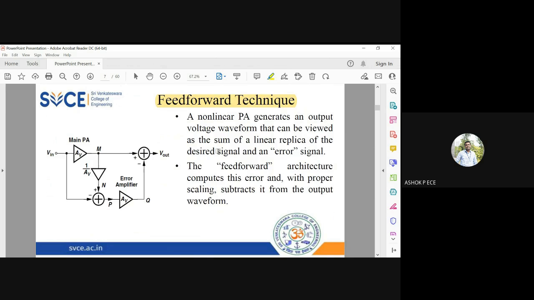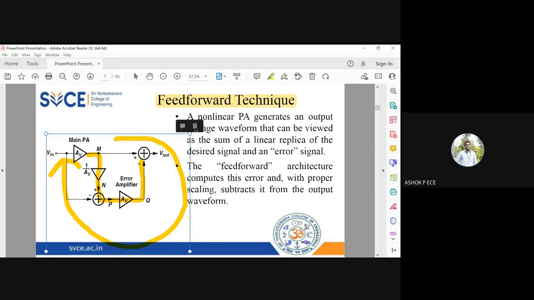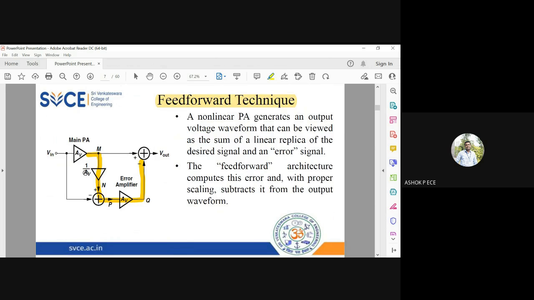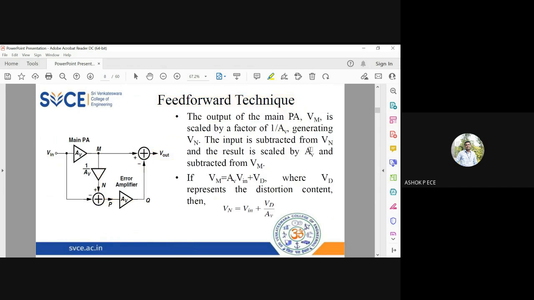Feed forward means in the forward path, I am going to have a feedback network. Feedback is usually from output to input, right? That is not the case here. In the forward path, I'm going to have a separate feedback path to subtract my error signal. So you can see here, if there is any error, I am comparing the output of the power amplifier divided by AV with the input, and any error is amplified and given to this adder, and the amplified signal will be coming here, and both will be removed to give you an error-free output signal.